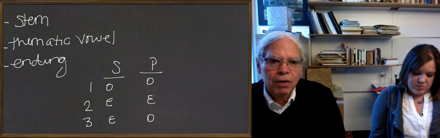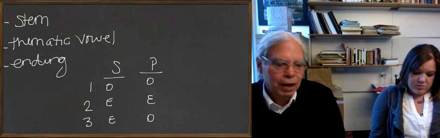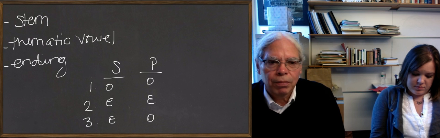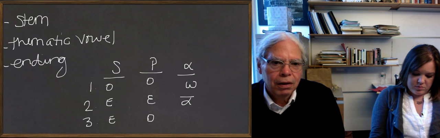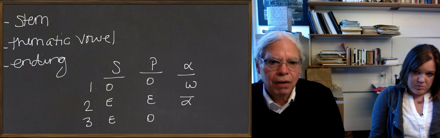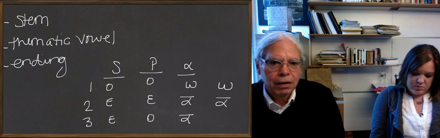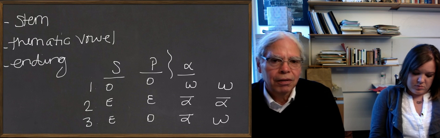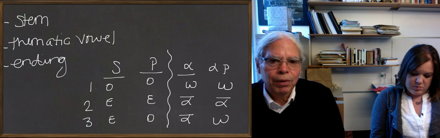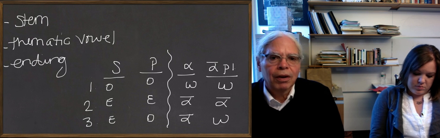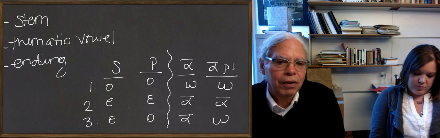What happens with these alpha contract verbs, and you can make maybe a parallel table to that one, is that instead of having alternation between omicron and epsilon, you have an alternation between omega and long alpha. So in the first person you have an omega, and then in the second person, you have a long alpha, and the third person, you also have a long alpha. And the plural is just the same way: omega, long alpha, and omega again, okay?